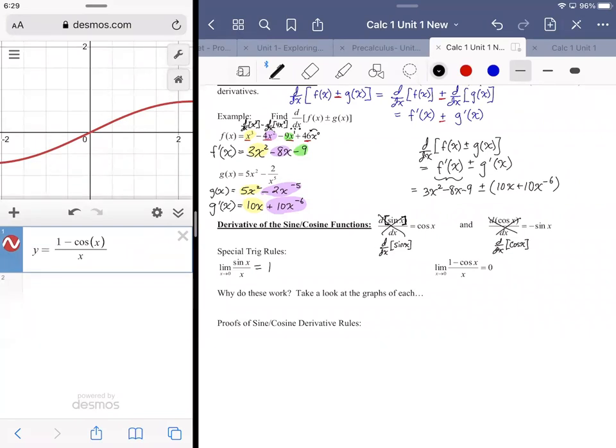And again, once we talk about this magical concept called L'Hopital's rule down the line, we'll have the answer to that question.